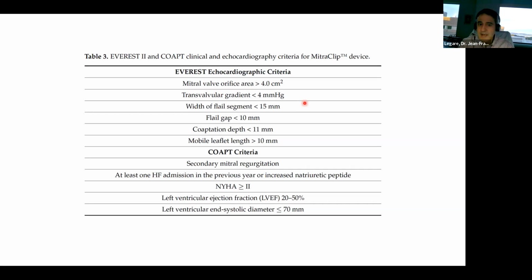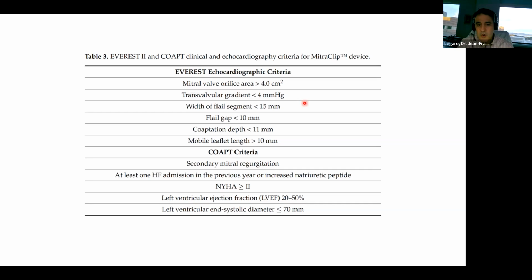You also need leaflets that are about 10 millimeters in length of mobility, both in the anterior and the posterior. So if you have a lot of calcium and not a lot of motion on that leaflet, you need 10 millimeters, because the smallest clip is 9 millimeters long. It needs to grab the leaflet, not calcium.